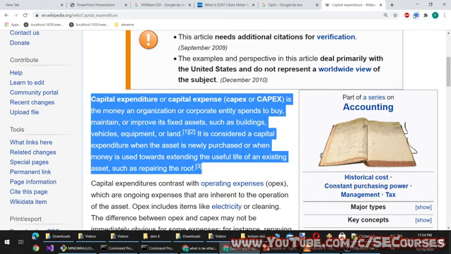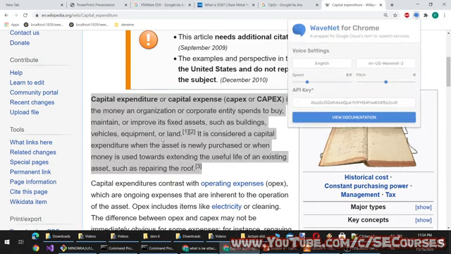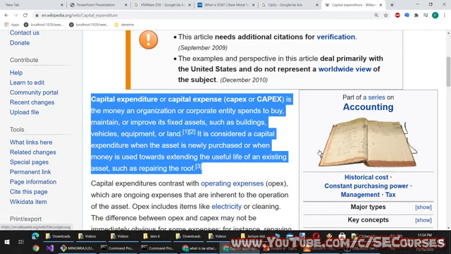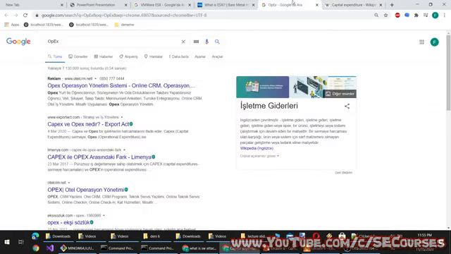I think there is a problem with my internet connection. Capital expenditure or capital expense, CapEx, is the money an organization or corporate entity spends to buy, maintain, or improve its fixed assets, such as buildings, vehicles, equipment, or land. It is considered a capital expenditure when the asset is newly purchased or when money is used towards extending the useful life of an existing asset, such as repairing the roof. Okay, and there is OpEx.